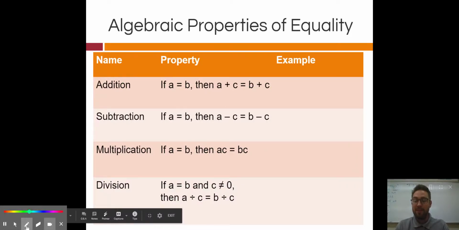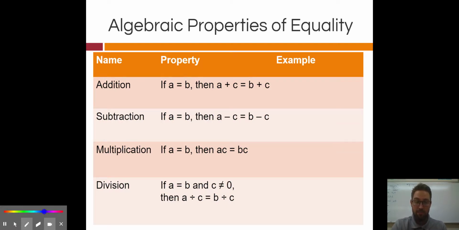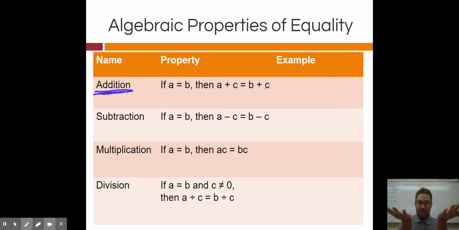Let's start by building some of these rules that you already know. These rules are the algebraic properties of equality. It's basic math. So we've got this rule of addition. If A equals B, then A plus C equals B plus C. If we think of our balanced scale, if we have two things that are equal, and we add the same thing to both sides, it'll stay balanced.